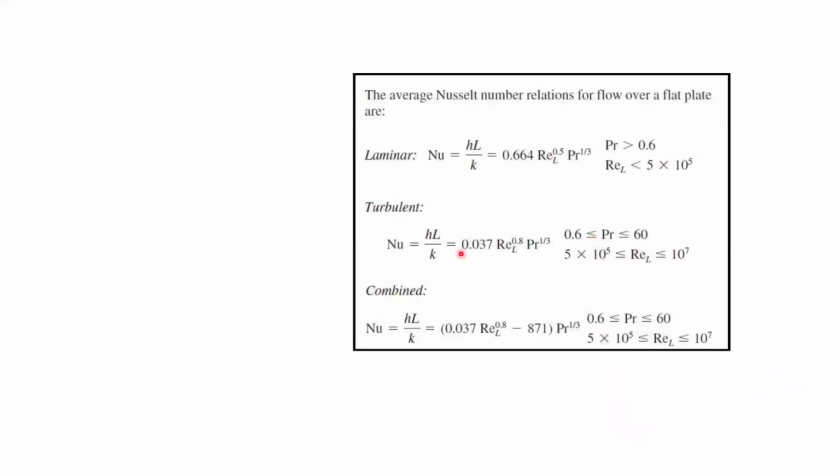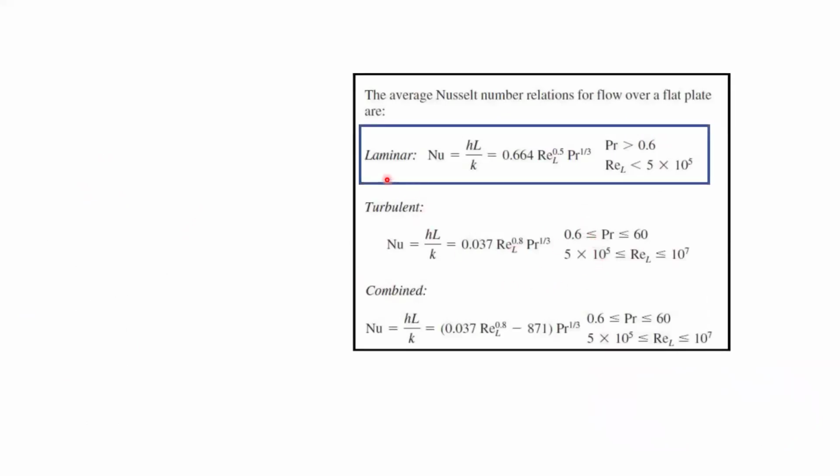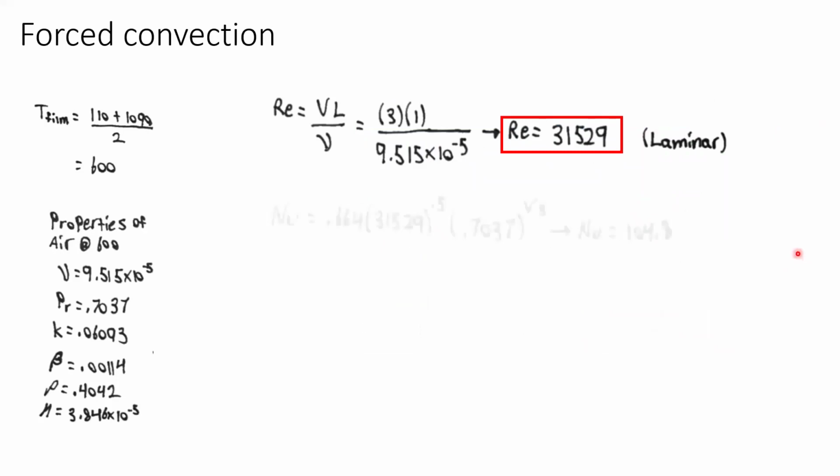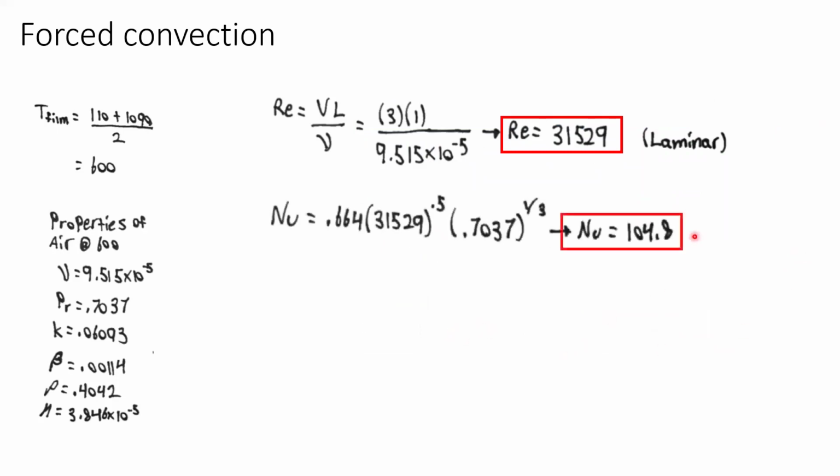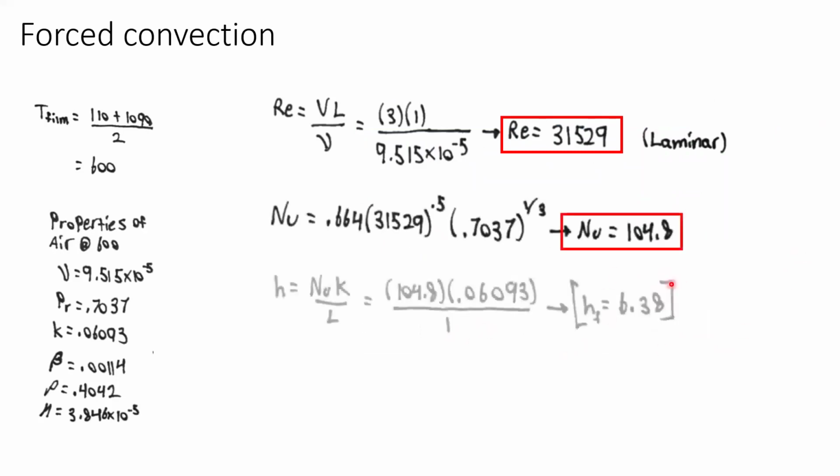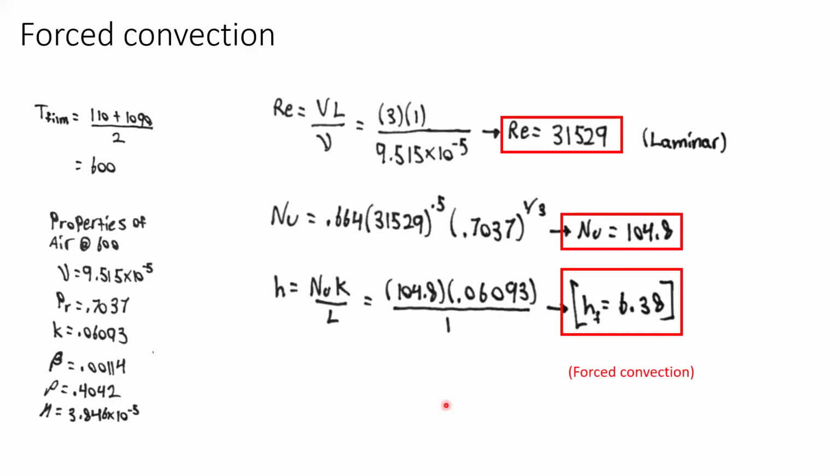So we'll go to our correlations table, and we'll pick out the one that says for laminar. Note that this is the average Nusselt number. Also, just to note that we satisfy the conditions to use it. Our Prandtl number is greater than 0.6, and our Reynolds number is less than 50,000. So now we can sub in our values into that Nusselt equation. So we get a value of 104.8. We can use this to solve for our external convection coefficient, our h value. And so this is our value for forced convection.